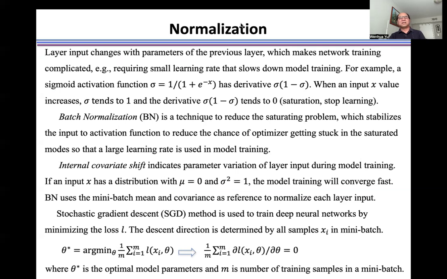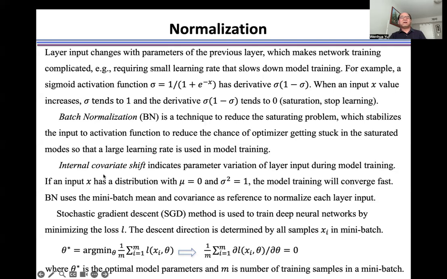For example, a sigmoid activation function sigma has a derivative of sigma times 1 minus sigma. When input x value increases, sigma tends to 1, and its derivative tends to 0, namely stop learning. Batch normalization is a technique to reduce the saturating problem, which stabilizes the input to the activation function to reduce the chance of the optimizer getting stuck in the saturated modes, so that a larger learning rate can be used in model training.